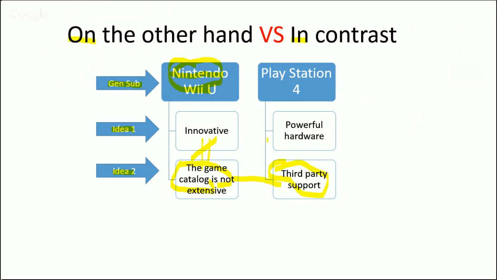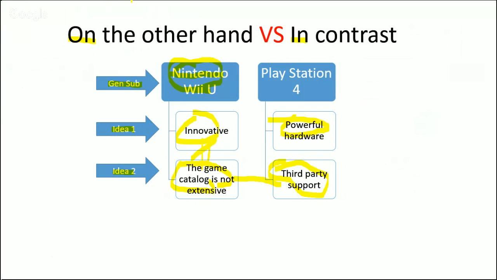Let's check here. Let's contrast these two ideas that belong to different general subjects. So here I can say, I believe the Nintendo Wii U is a very innovative gaming system, but it does not have high specs. In contrast, the PlayStation 4 is more traditional, but it has a very powerful hardware that delivers very sharp, bright, colorful graphics. So I use in contrast because I am using two ideas that belong to different general subjects.